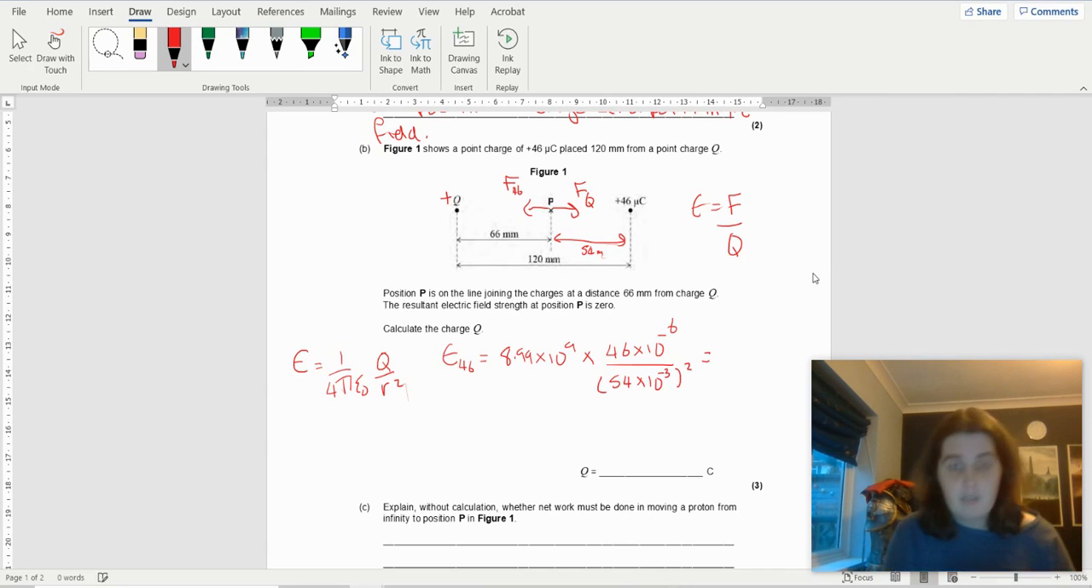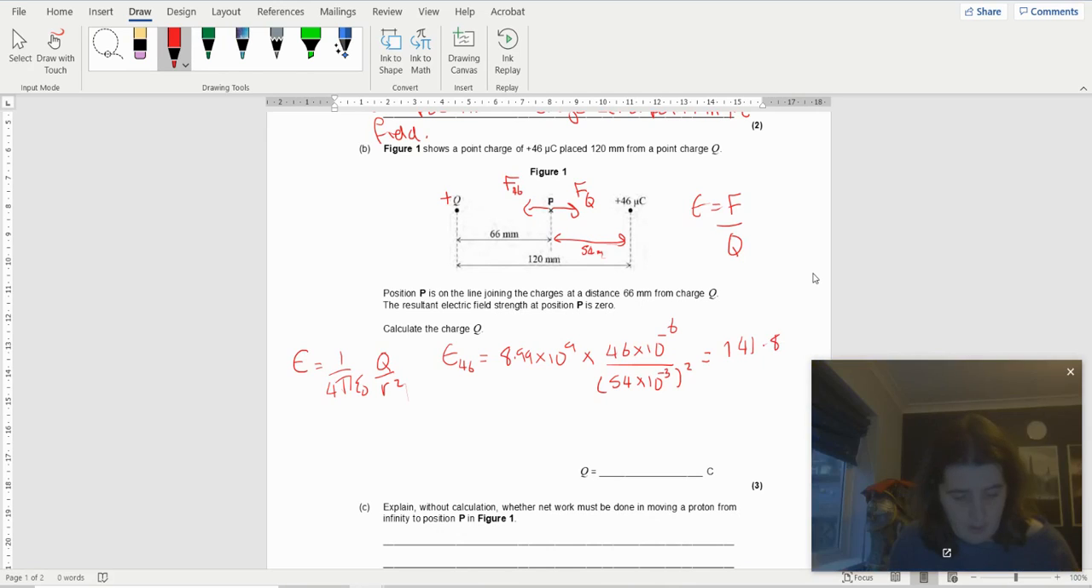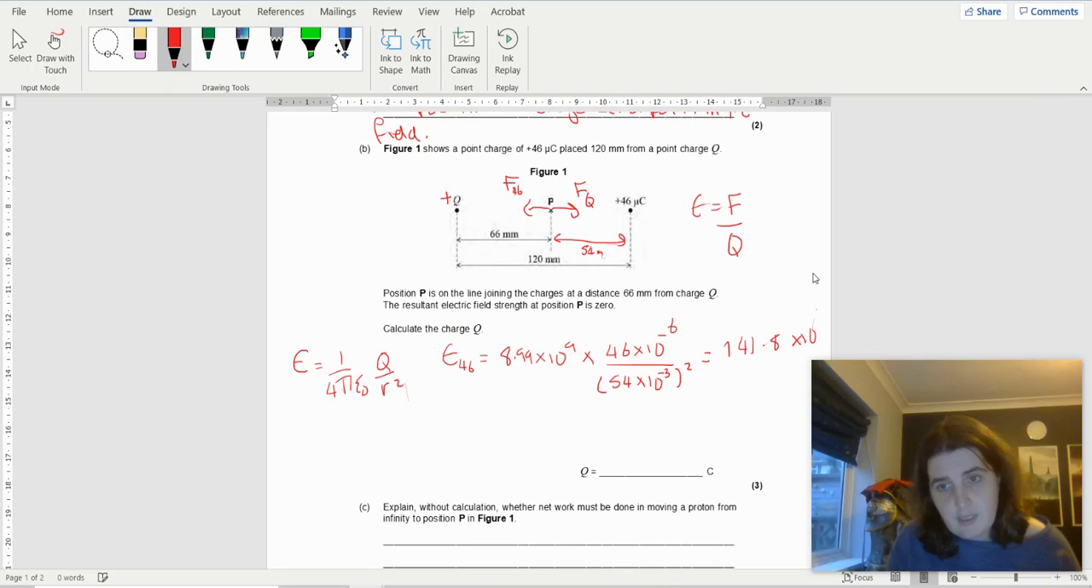Okay, so 46 times 10 to the minus 6 divided by 54 times 10 to the minus 3 squared, times 8.99 times 10 to the 9, I get quite a big field strength of 141.8 times 10 to the 6 newtons per Coulomb, okay?